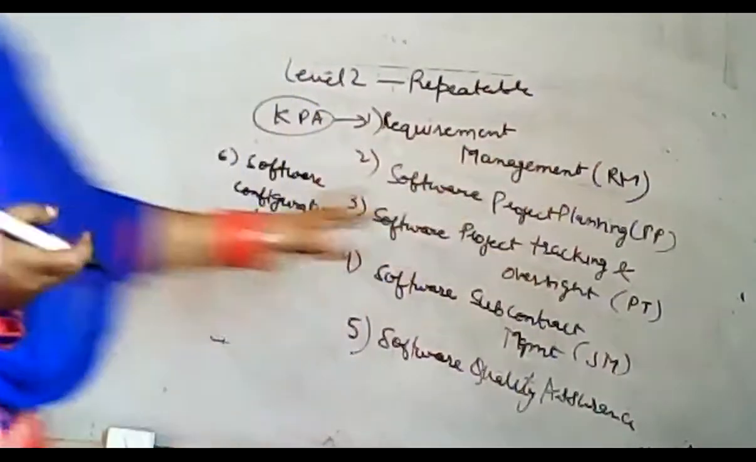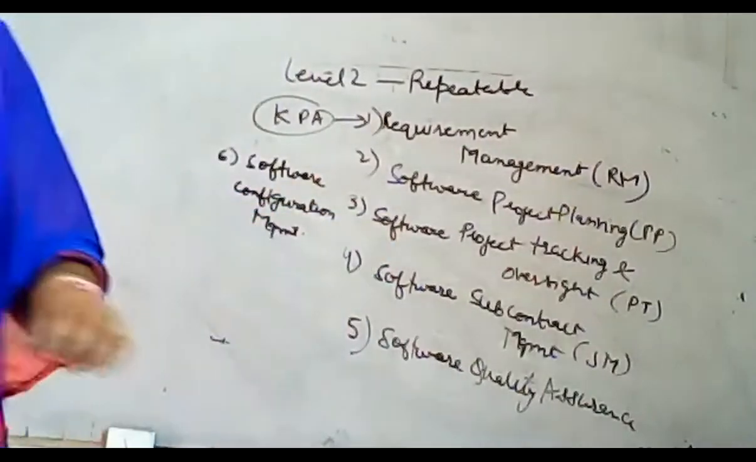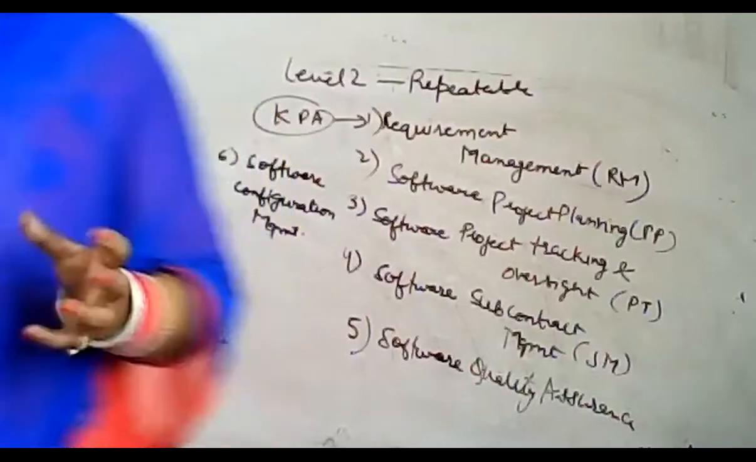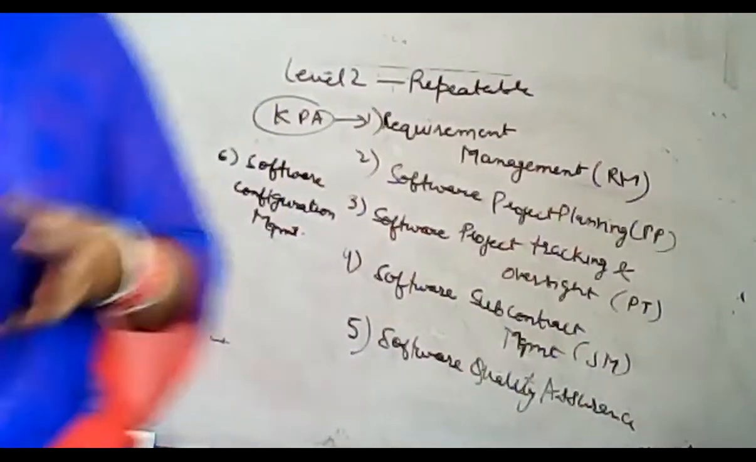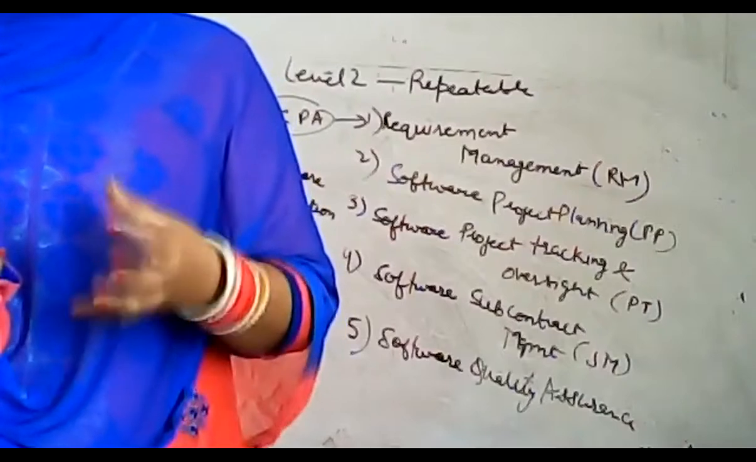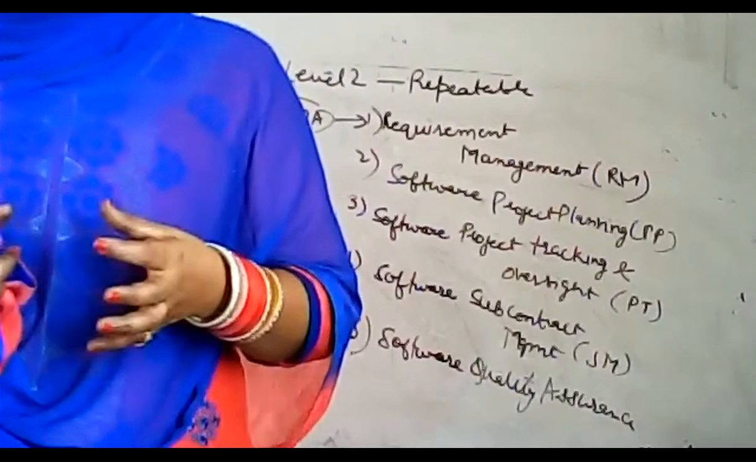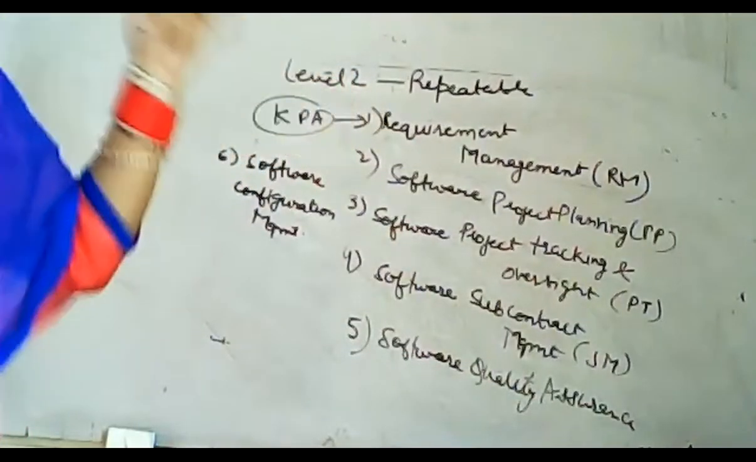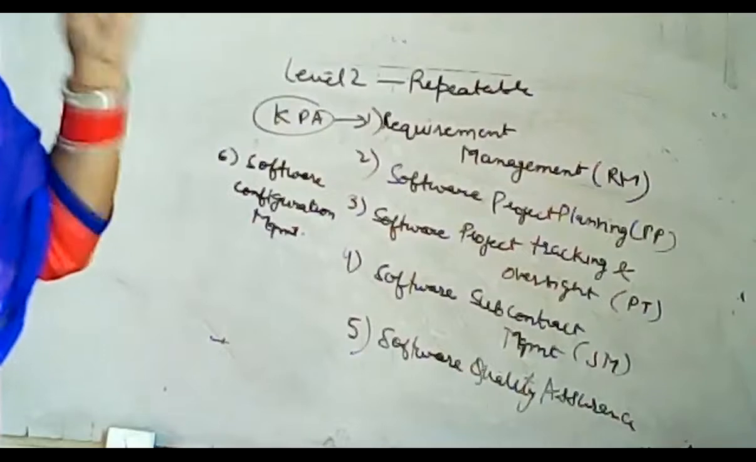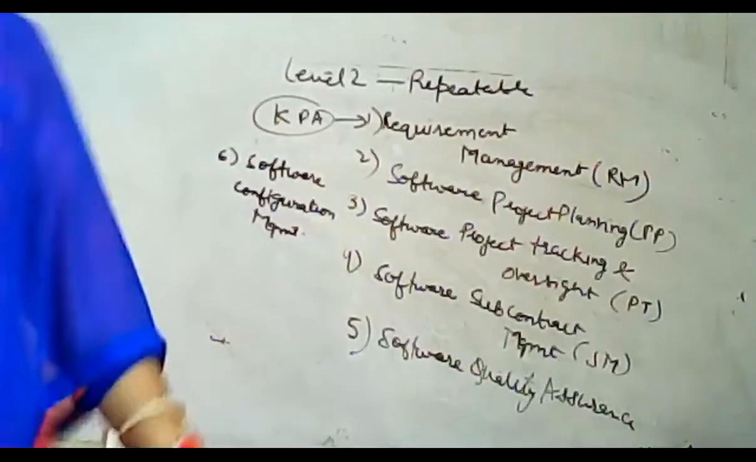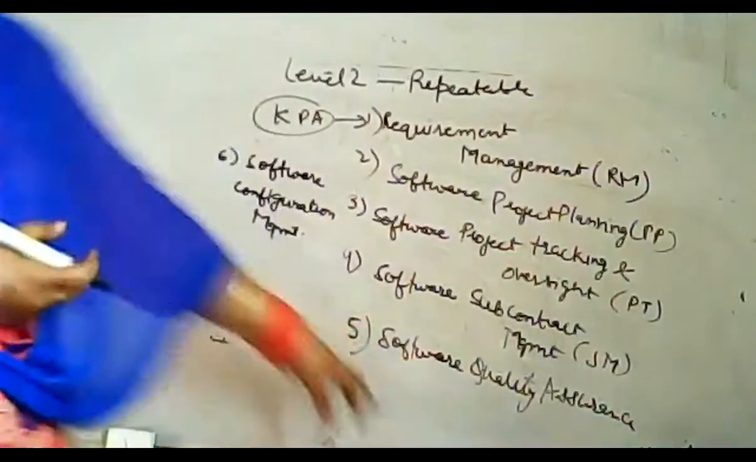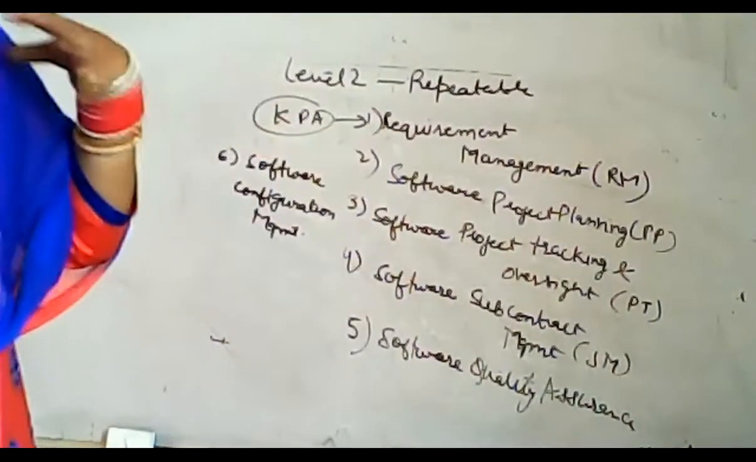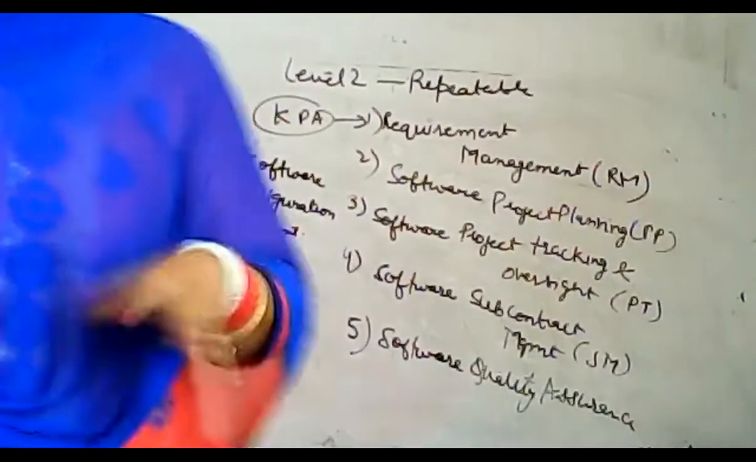Next is software project tracking and oversight. This is establishing adequate visibility into the actual progress so that management can take effective actions when the software project performance deviates significantly from the software plans. We need to see that also, if it is deviating. Next is software subcontract management. This includes selecting qualified software subcontractors and managing them effectively.